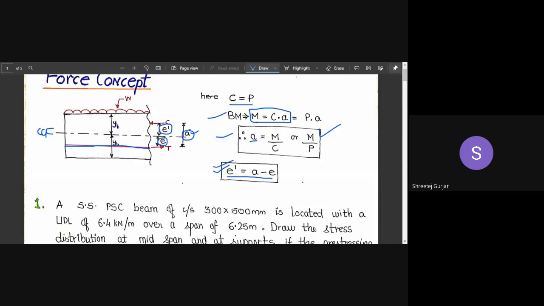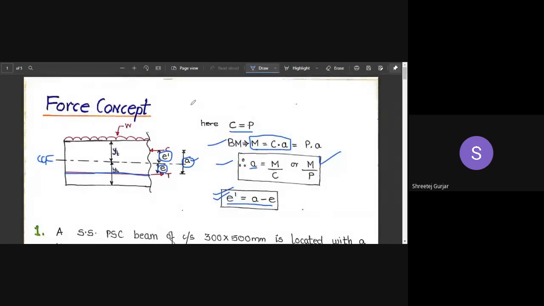I hope this concept is clear. Can we move on to the numericals now? If this concept is clear, just let me know.